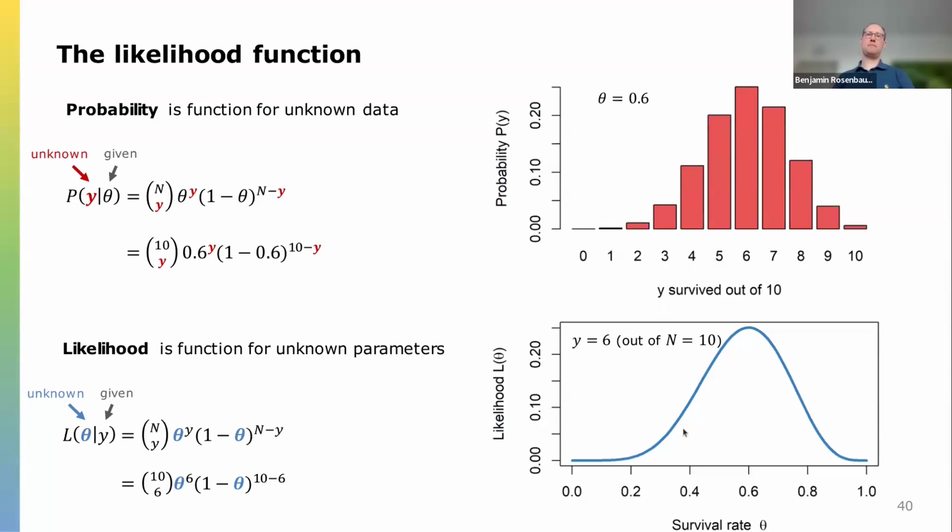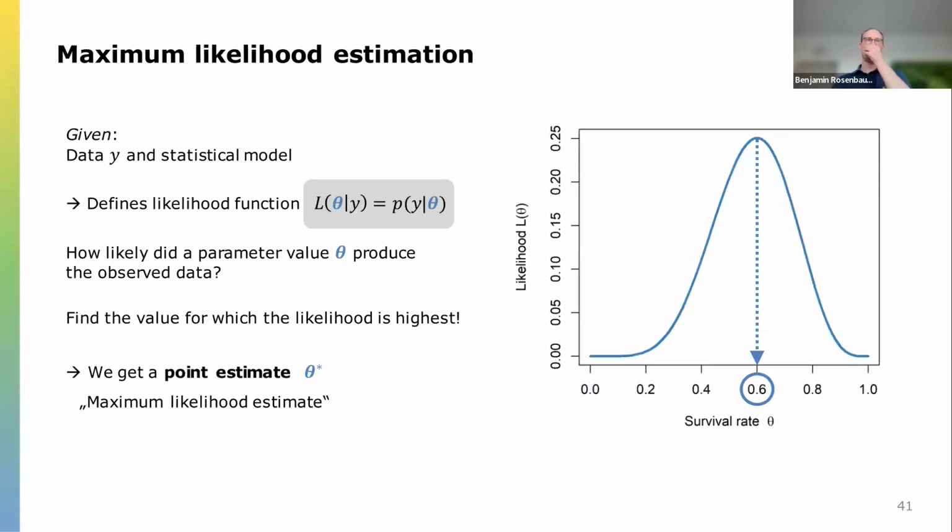And which parameter would you choose then? Well, you would choose the parameter under which you think that the observed data would have happened as likely as possible. And this is the concept of maximum likelihood estimation.